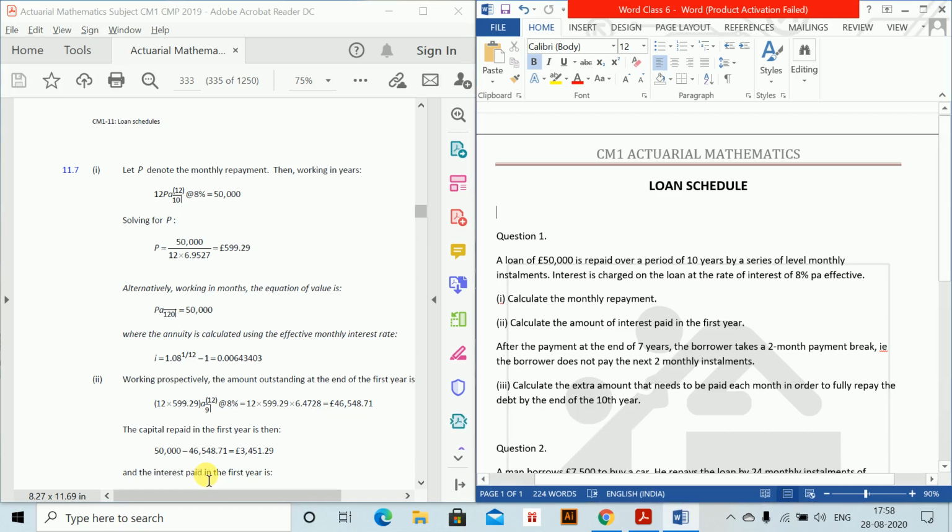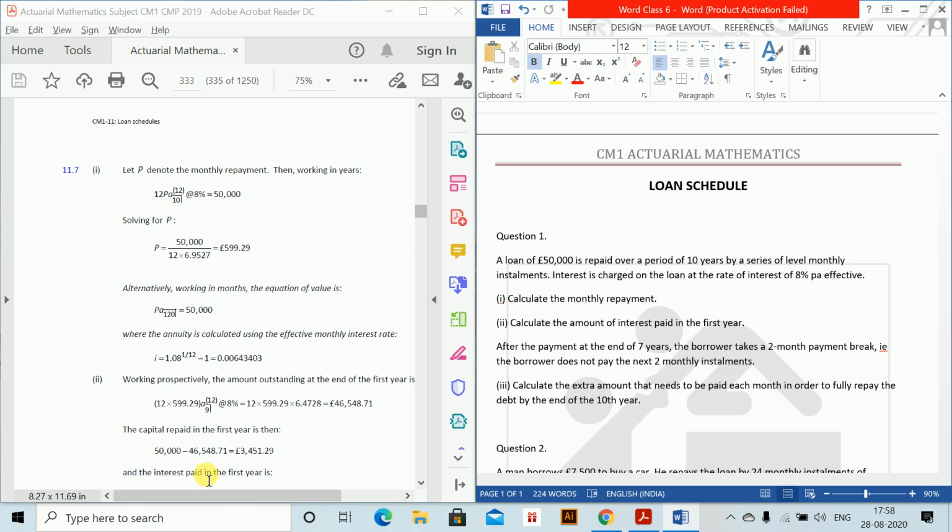Loan schedule. So let's do this question. A loan of 50,000 is repaid over 10 years by a series of level monthly installments. Interest is charged on the loan at the rate of interest of 8% per annum effective. Calculate the monthly repayment. Calculate the amount of interest paid in the first year.